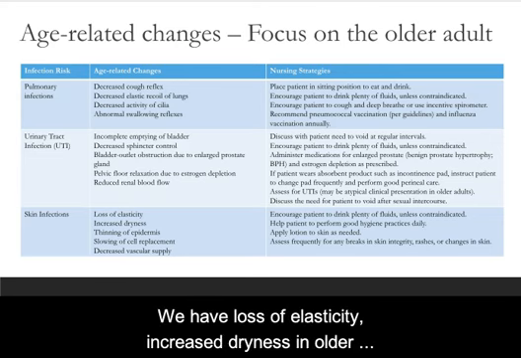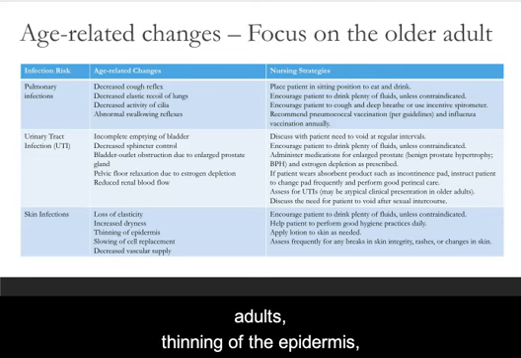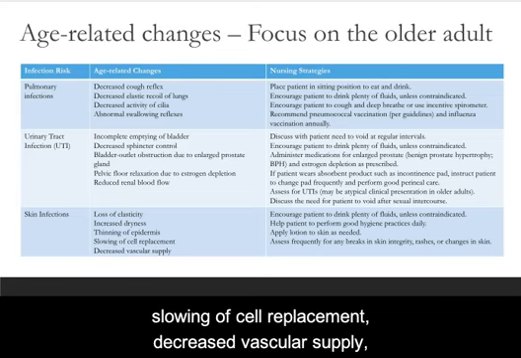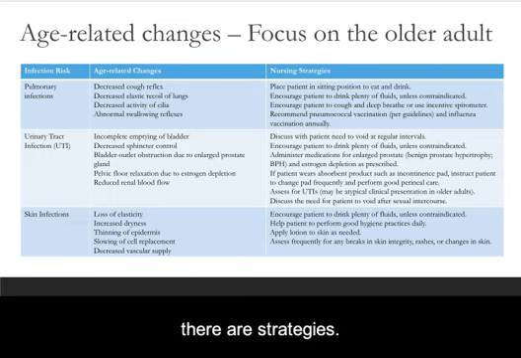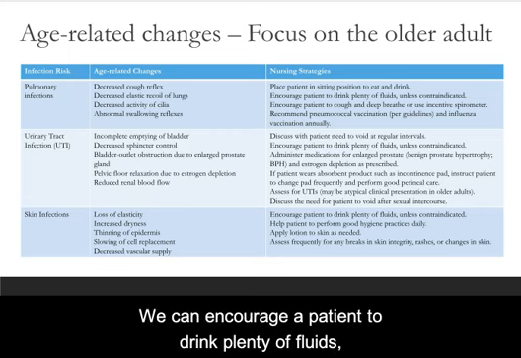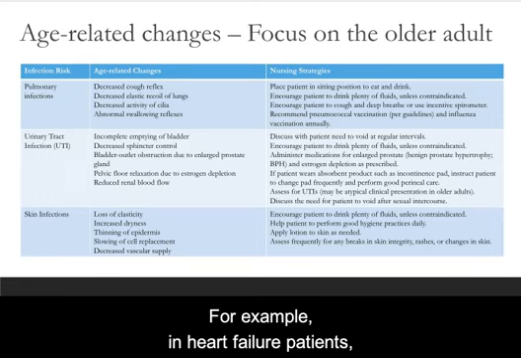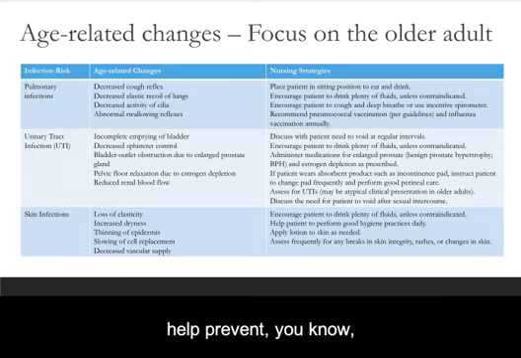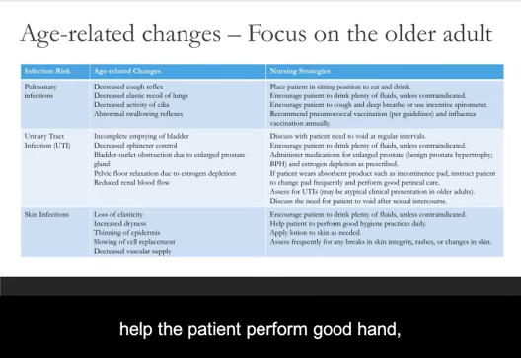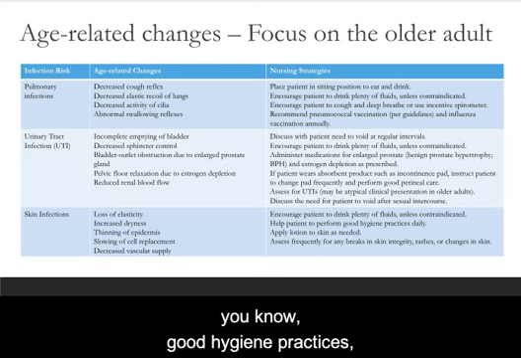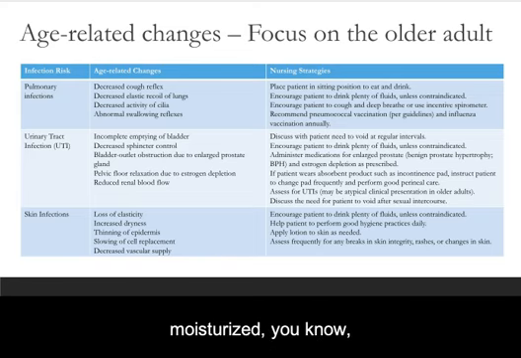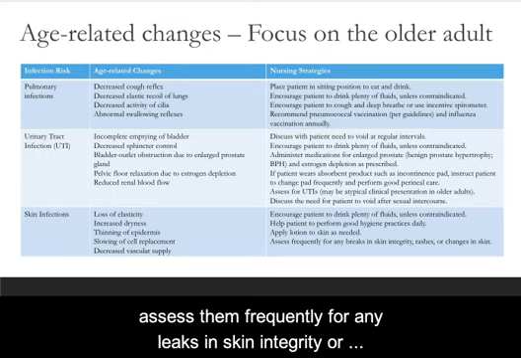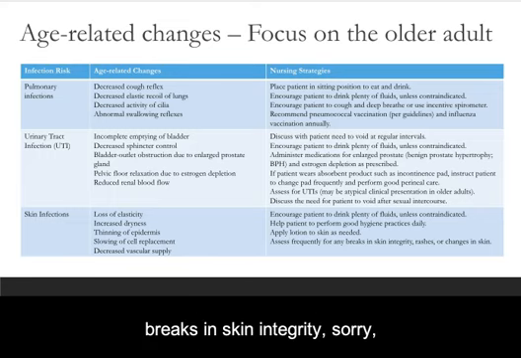We have loss of elasticity, increased dryness in older adults, thinning of the epidermis, slowing of cell replacement, decreased vascular supply, which makes them susceptible to skin infections. What can we do? On the right hand side, again, there are strategies. We can encourage a patient to drink plenty of fluids, unless it's contraindicated, for example, in heart failure patients. Help the patient perform good hygiene practices daily, applying lotion to the skin as needed to keep it moisturized. Assess them frequently for any breaks in skin integrity, rashes or changes in the skin.